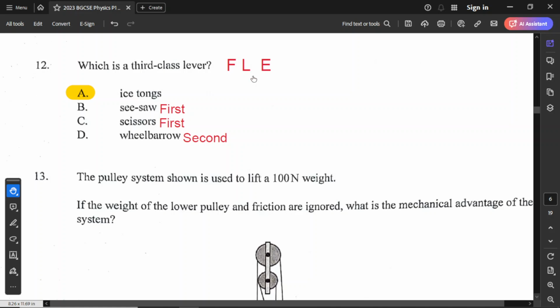The only one shown here is the ice tongs, because if you look at the tongs, the end part is the fulcrum. The other end is where we pick up the ice, so that is the load. You put your fingers in the middle, and that is the effort. Effort in the middle is a third class. Seesaw and scissors are first class. A wheelbarrow has the load in the middle, so that is a second class.